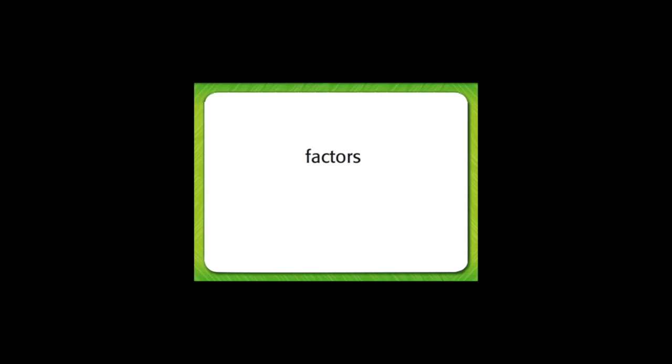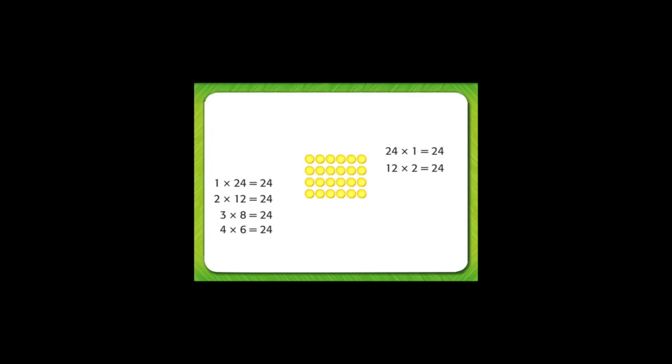Think of number pairs that result in a product of 24. 1 times 24 equals 24. 2 times 12 equals 24. You can multiply 3 times 8 to get 24. Multiply 4 times 6. The result is 24. There are 4 more arrays. 24 times 1, 12 times 2, 8 times 3, and 6 times 4.